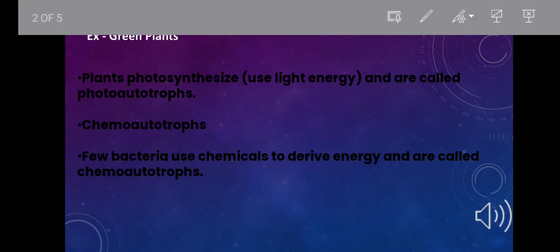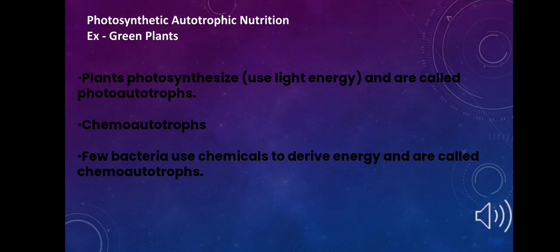Autotrophic nutrition, first subtype is photosynthetic autotrophic nutrition. Photo means light. They obtain food from sunlight. Examples of this are green plants, blue-green algae, and cyanobacteria. Green plants have chlorophyll. They do photosynthesis to form food. Their food is in the form of glucose.